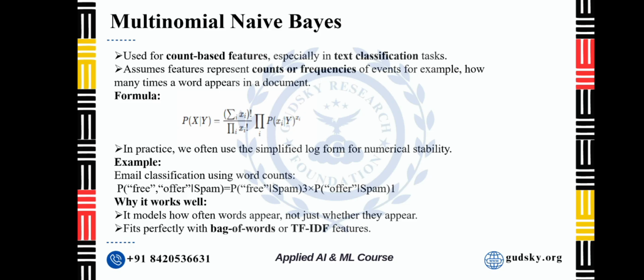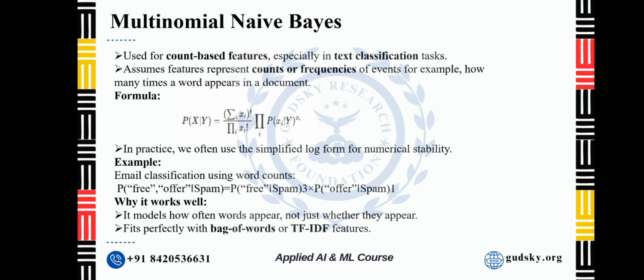And the formula for the likelihood is based on the frequency of each feature. Example here: p of free offer given spam equals p of free given spam, that is 3 times, into p of offer given spam, that is 1 time. Notice that we are raising the probability to the power of its count. So words that appear more often have more influence on the final prediction. Here 3 has more weight, so it has more influence.